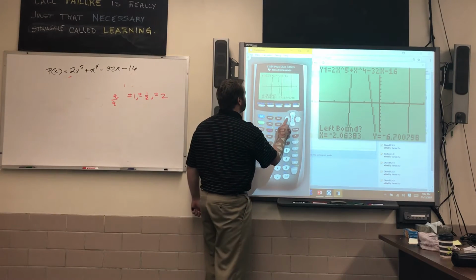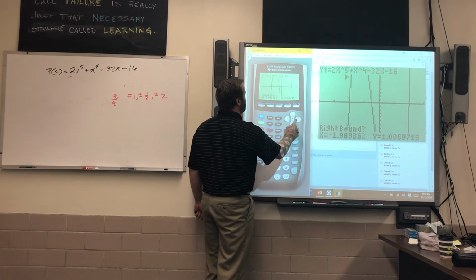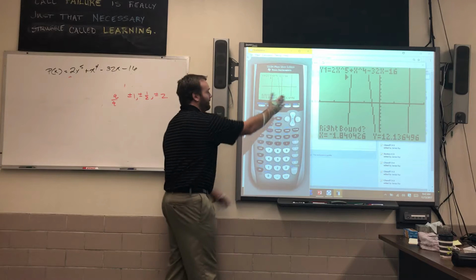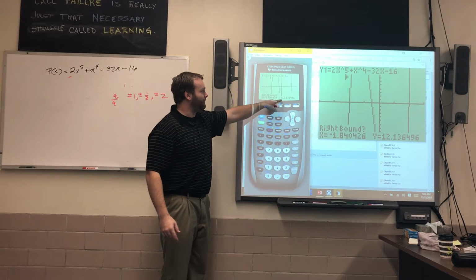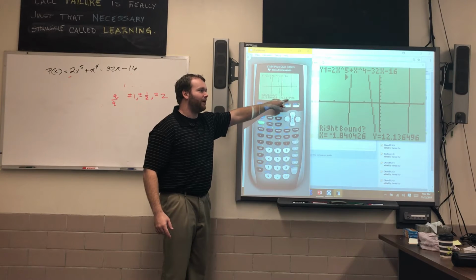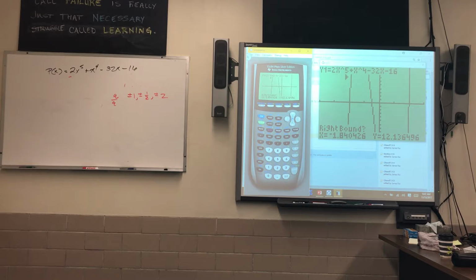So we can go back and do this. So I hit enter on my left bound. I couldn't see my cursor. I hit my right button one time, and I still can't see my cursor, right? But I jumped from a negative y value to a positive y value, and then we have a theorem from last week that said when that happens, what has to be in the middle?